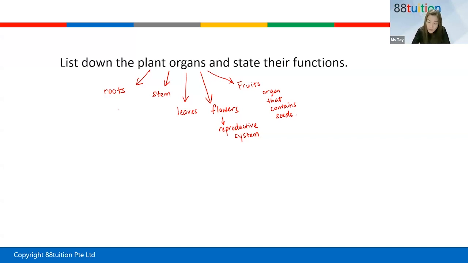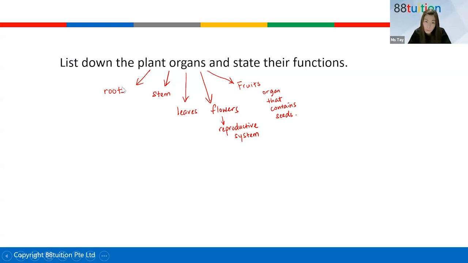So the rest of the functions, you have gotten correct. Like leaves, Zixuan also talked about leaves also allowing the plant to respire. It's true. It contains the stomata, right? So not just for photosynthesis, also for respiration. Then the stem is to allow the plant to stand upright and to connect the various parts as well.